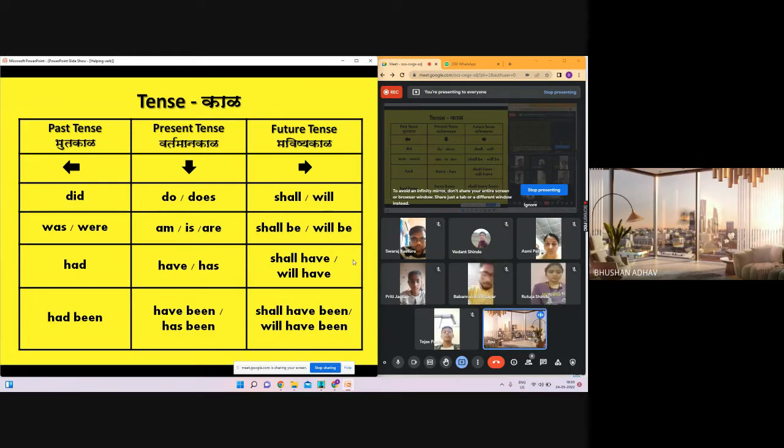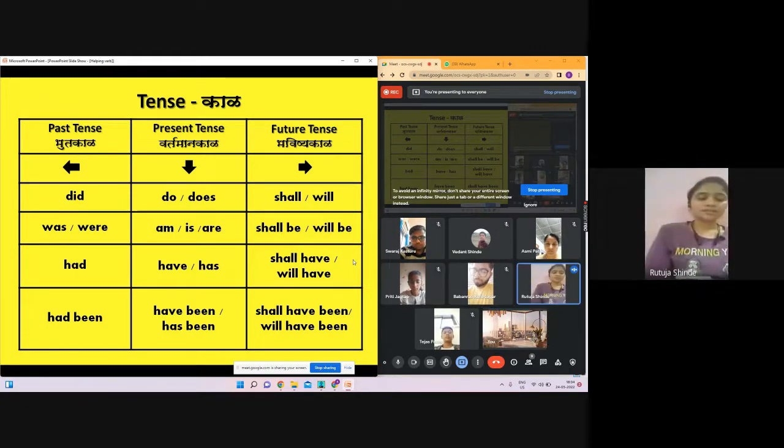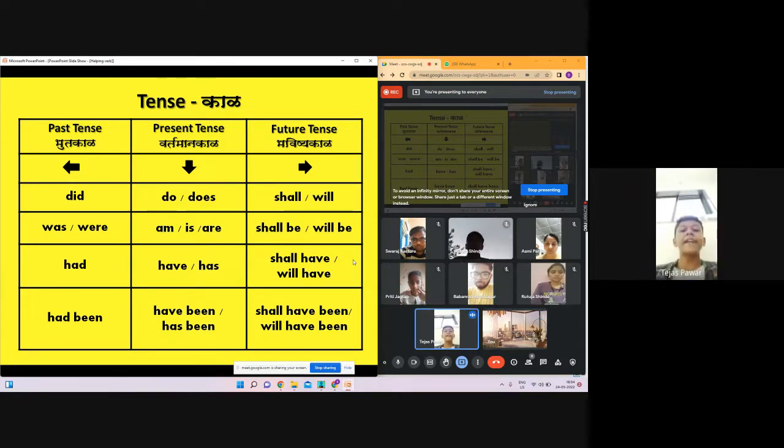Yes, Rutuja ma'am. Past tense: did, was, were, had been. Present tense: do, does, am, is, are, have, have been, has been. And future: shall be, will be, will have, shall have been, will have been. Yes, correct. Tejas. For past tense, did, was, were, had been. For present tense, do, does, am, is, are, have, have been, has been. For future tense, shall be, will be, shall have been, will have been.